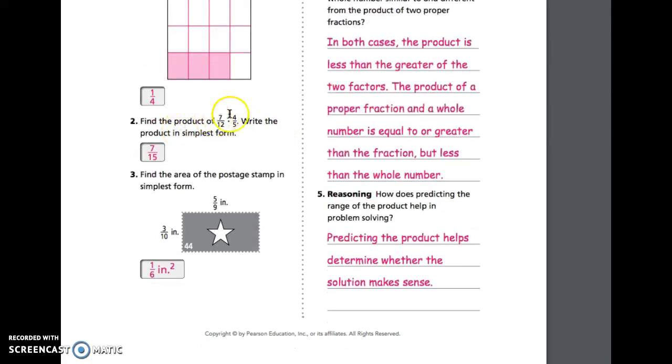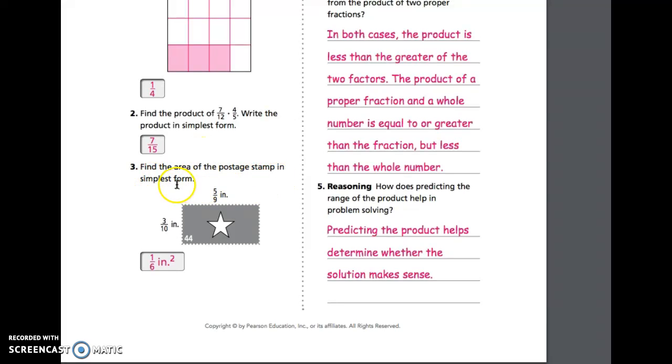All right. Find the product of 7 over 12 times 4 over 5. Write the product in simplest form. Well, 7 times 4 is 28. 12 times 5 is 60. 28 over 60, you can simplify to 7 over 15.